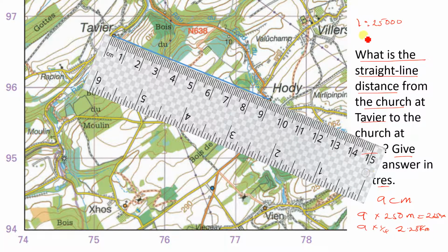Now, if the scale of the map is 1:50,000 and you want to convert to meters, it's simple. To convert to meters, it will be 9 times 500. And to convert to kilometers, it will be 9 times 1/2. That's all. That's just what you need to remember in this exam.